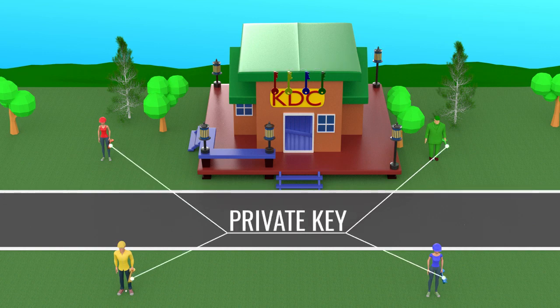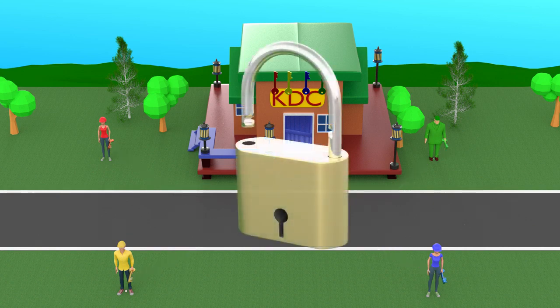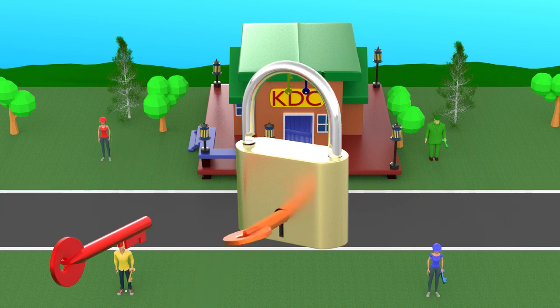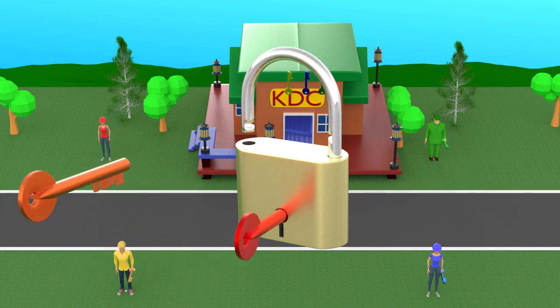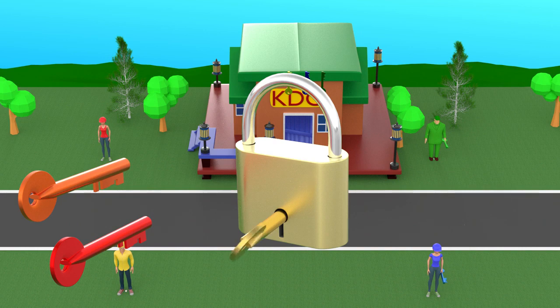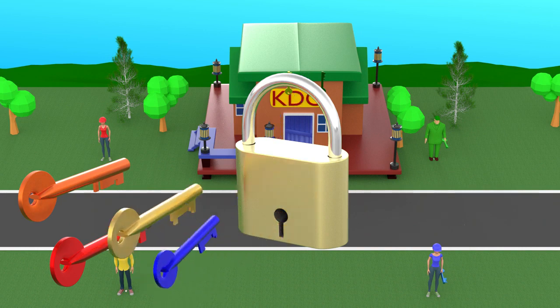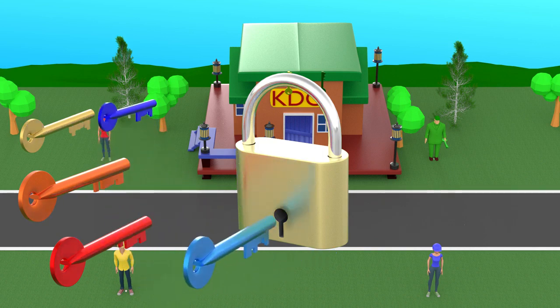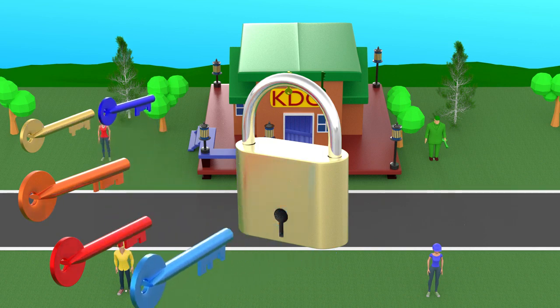The most interesting part of this new system is the lock. The lock can be closed with any public key, but the same key cannot open the lock. To open it, you have to use the corresponding private key. No other user's private key or public key will be able to open this lock. With this system, the data transfer is highly secure.